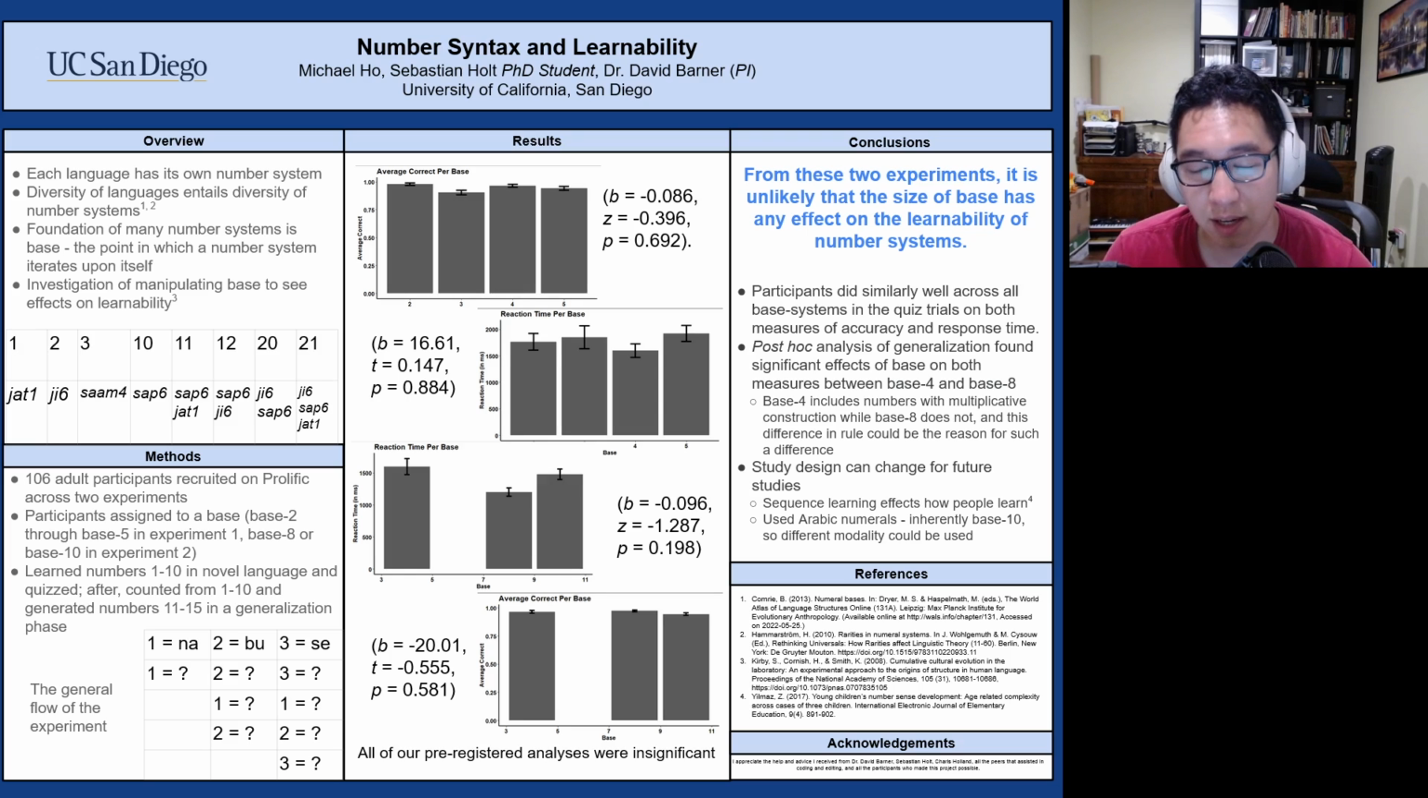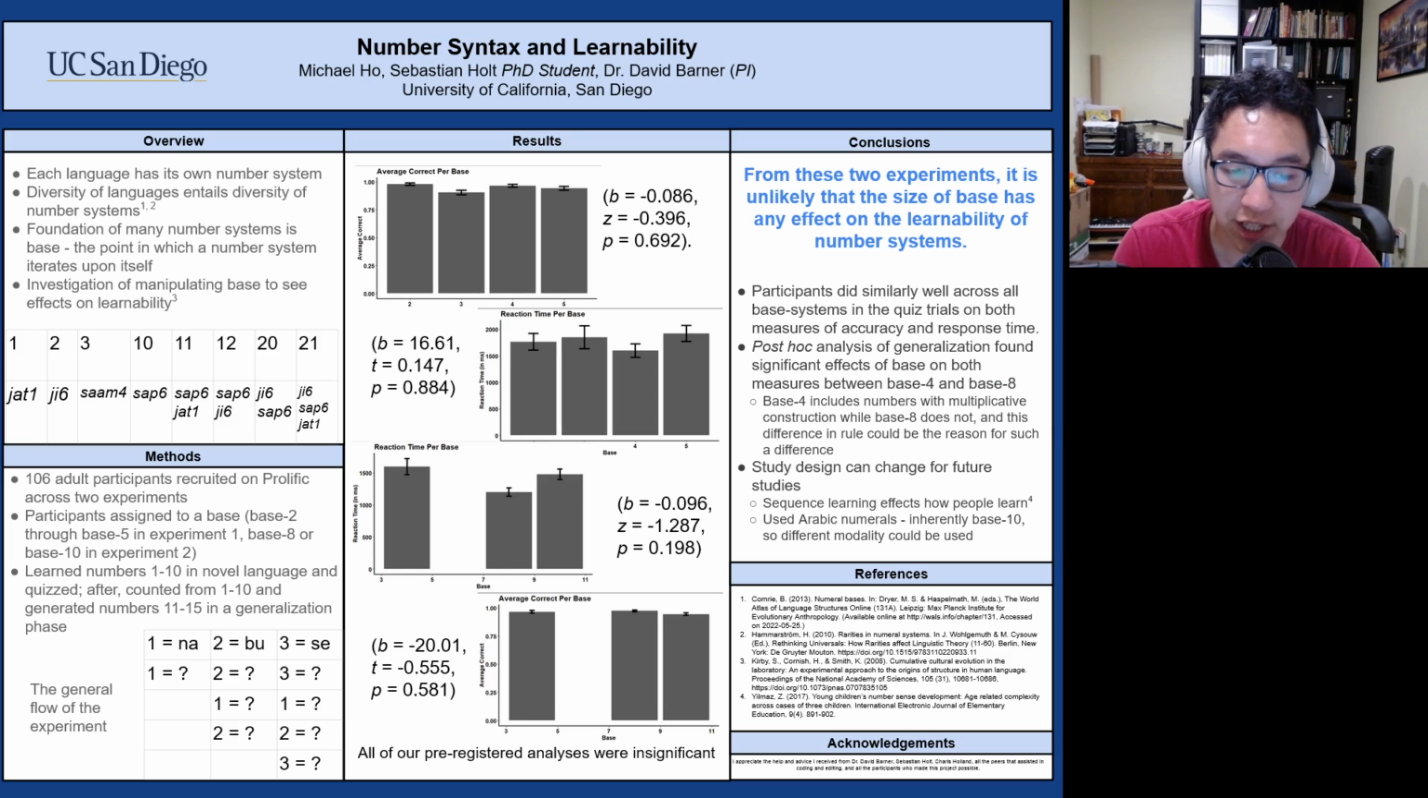So, in sum, base 8 only used the additive rule, but base 4 had to use both the additive and a multiplicative rule to generalize the numbers. So, rules might be what makes a number system easier or harder to learn. The prevalence of rules could be the deciding factor of the difficulty of learning a number system.